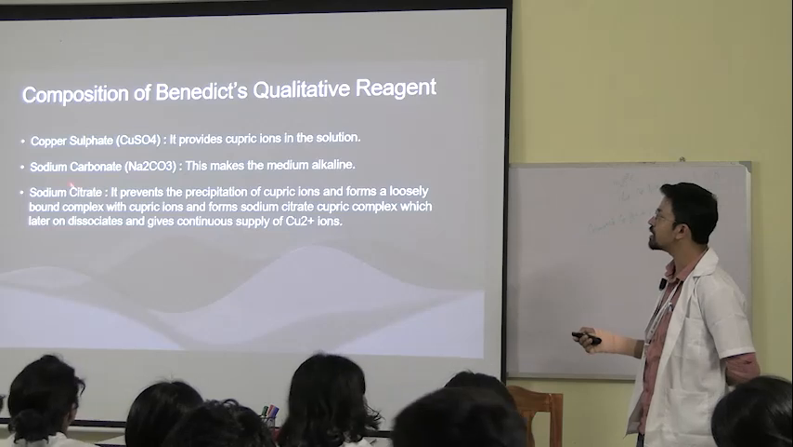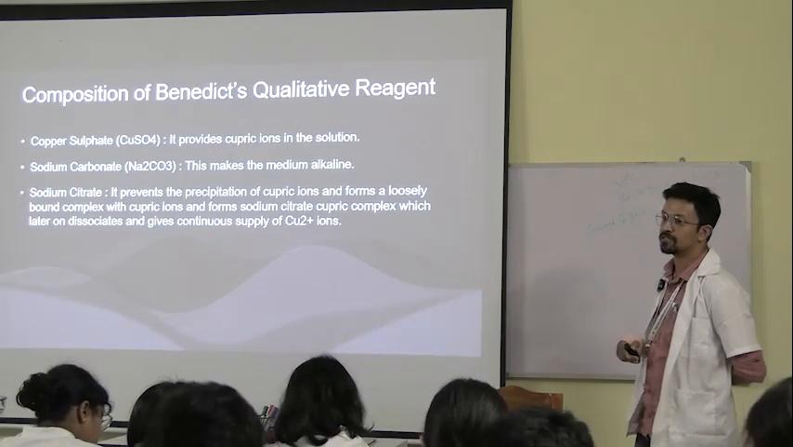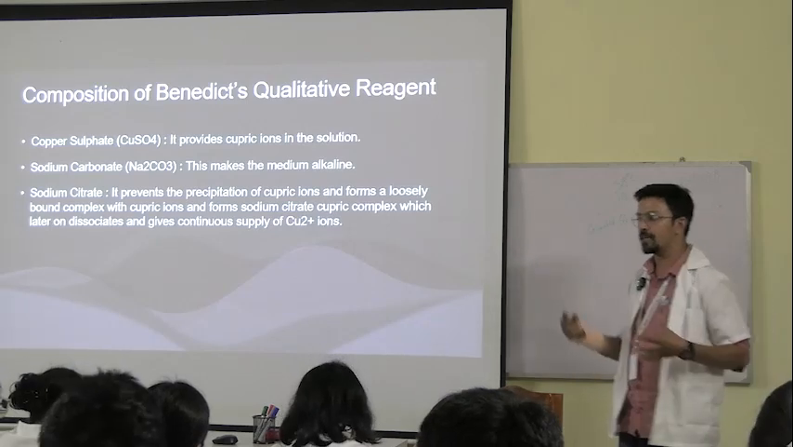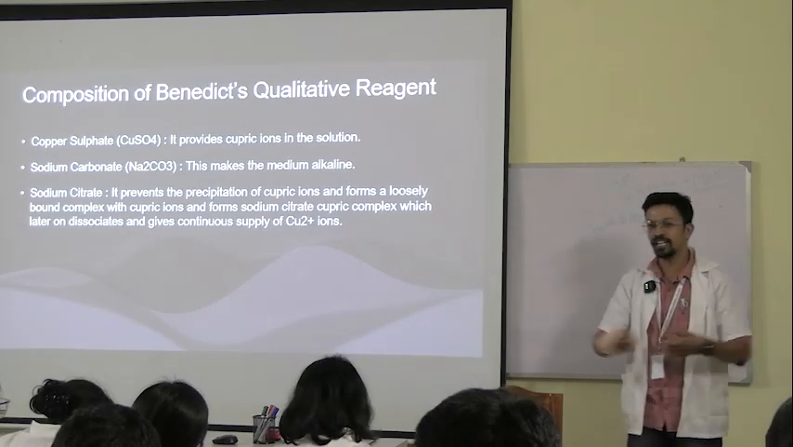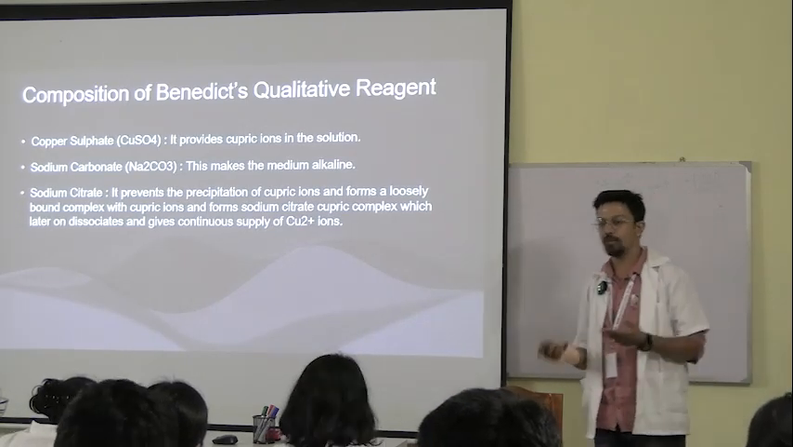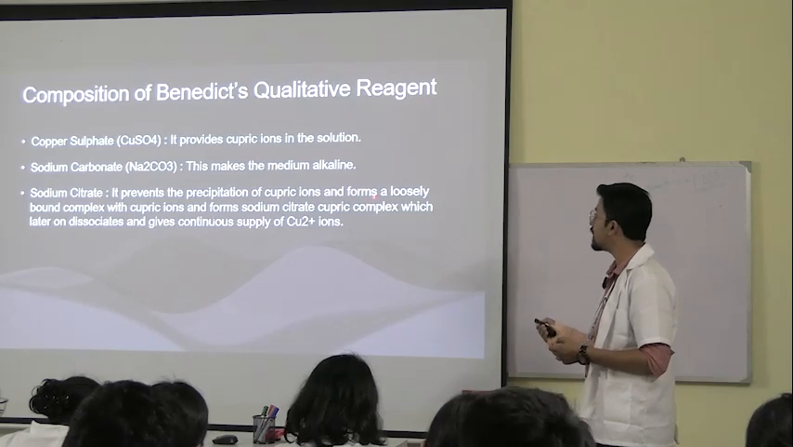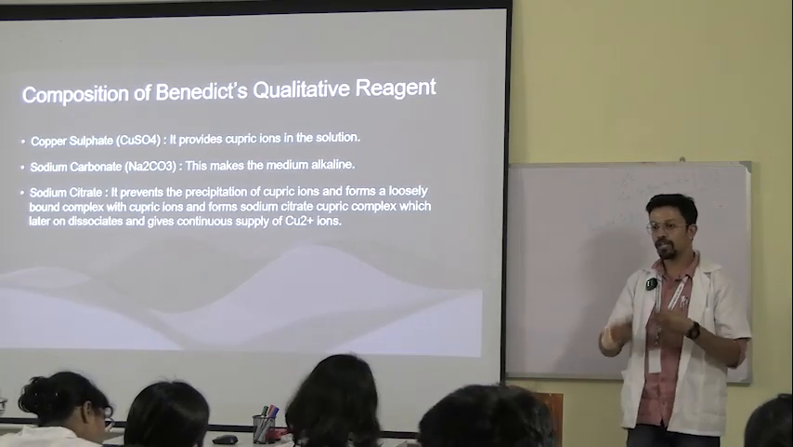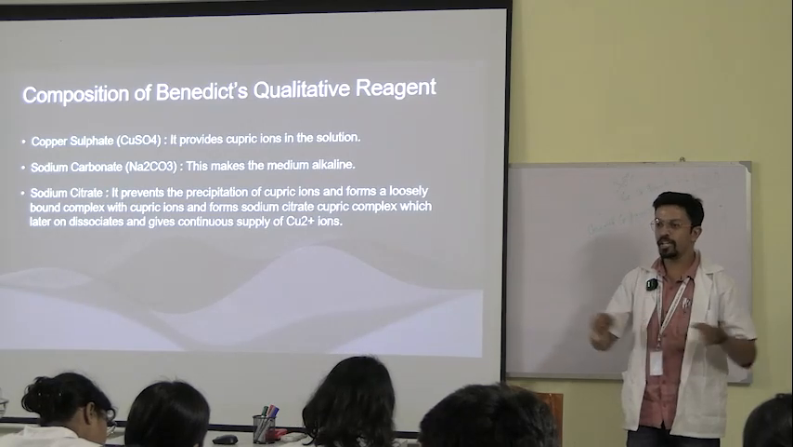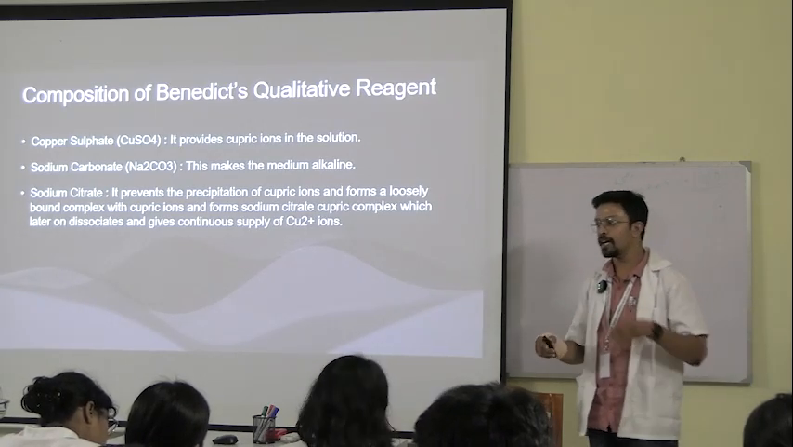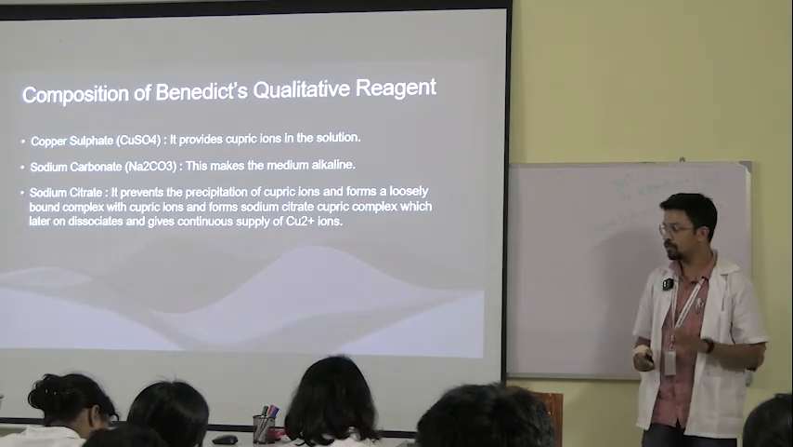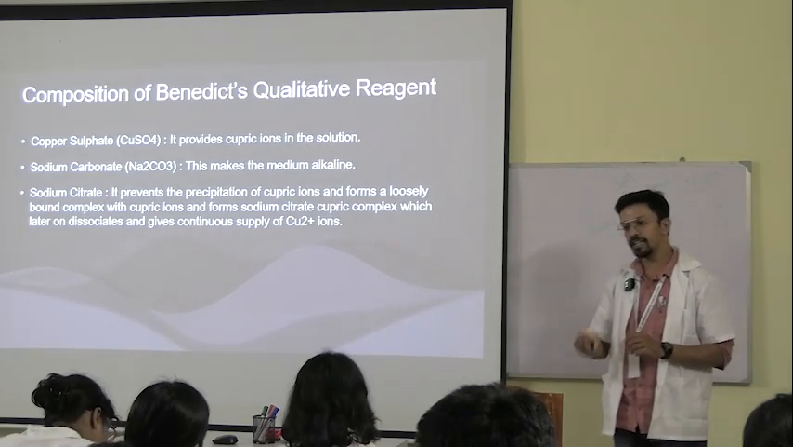Now what is this sodium citrate doing? It is binding with the cupric ions, and it is binding with a loose bond, not a solid bond. If it made a solid bond, it would not break later. So it makes a loose bond, and after that what will happen? Eventually when the medium is hot, it will slowly break down and ultimately give a steady continuous supply of cupric ion to the reaction, and ultimately the test will take place.